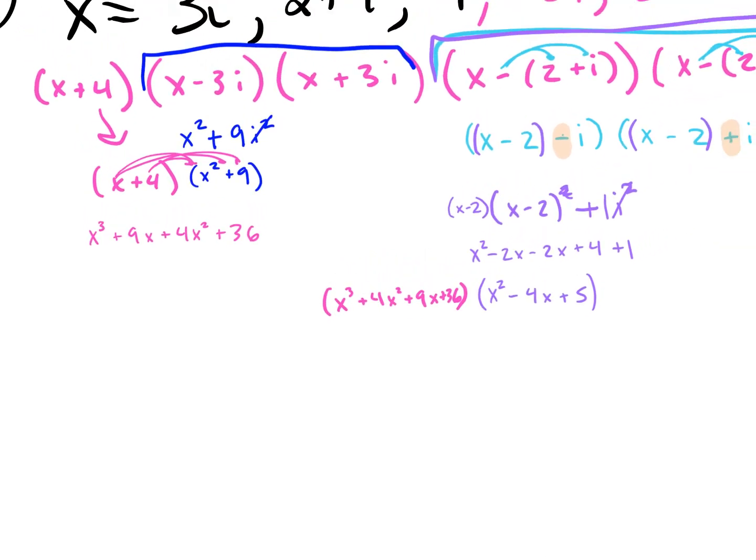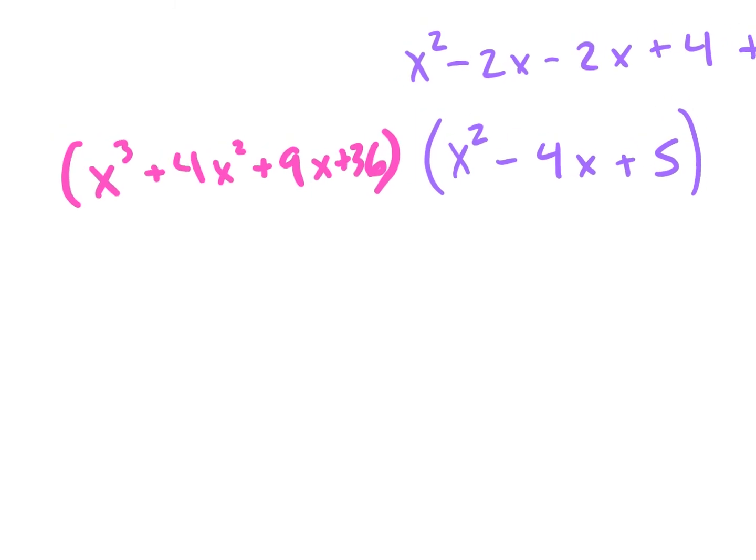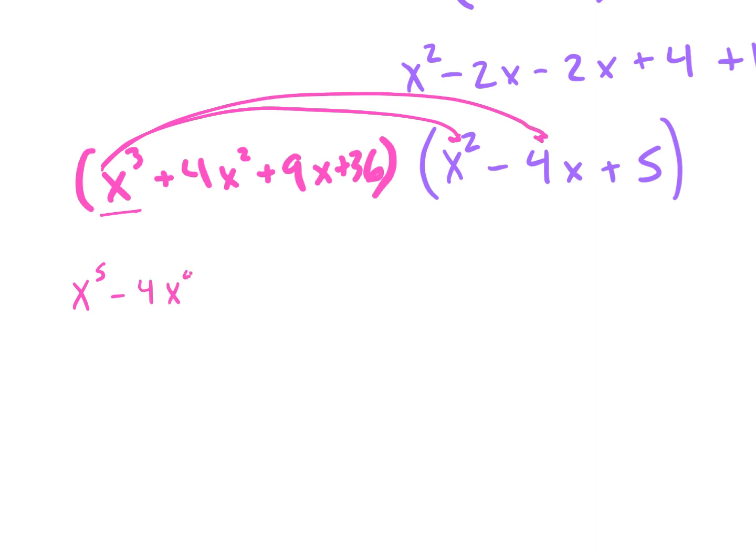So now I have to multiply these two together. I just have to make sure everything in the first parentheses gets multiplied to everything in the second. So I'm going to start with x cubed. x cubed times x squared, so that would be x to the fifth. x cubed times negative 4x would be negative 4x to the fourth power. x cubed times 5 would be plus 5x cubed.